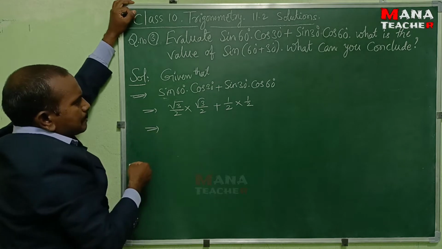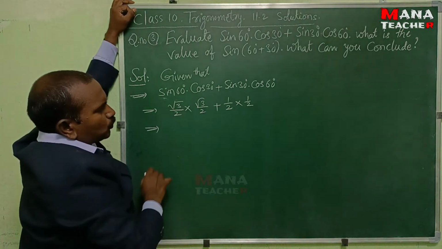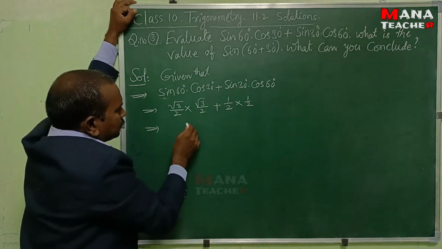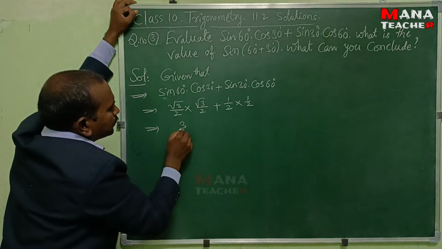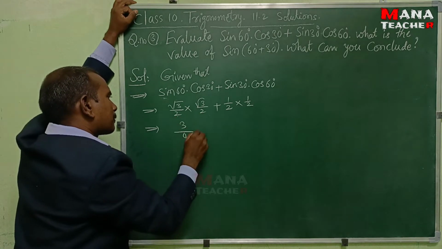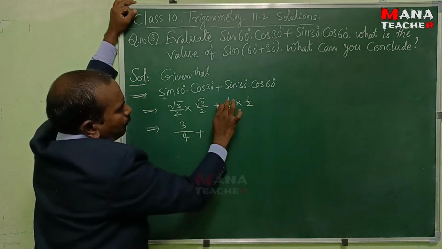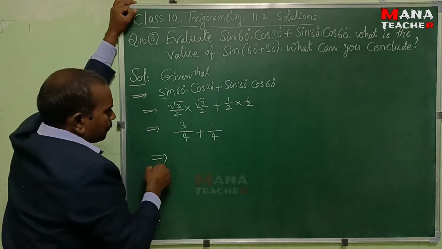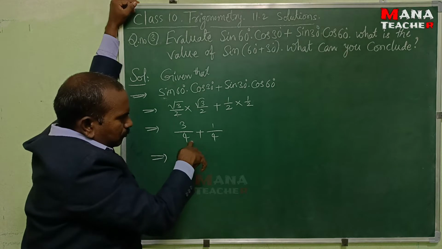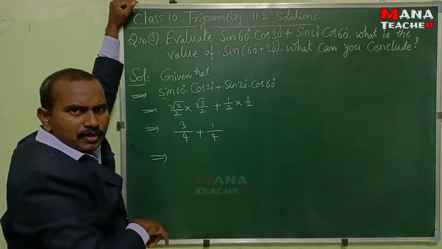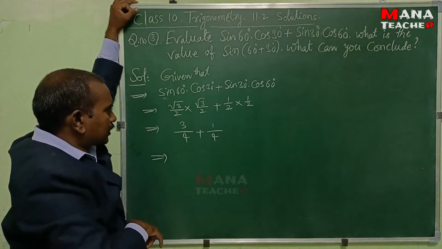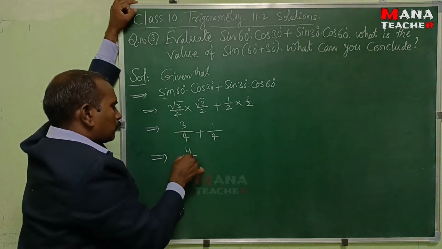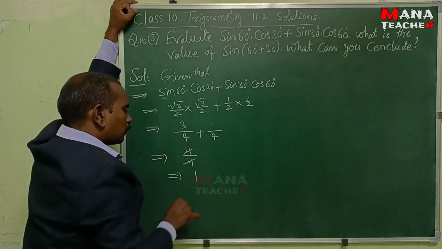Now root 3 into root 3, whole square, that is nothing but 3 by 4, plus 1 into 1 by 4. Here 3 by 4 and 1 by 4 are like fractions, so add numerators. 3 plus 1 is 4, 4 by 4, that equals 1.